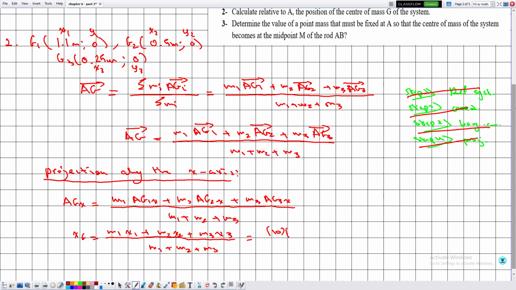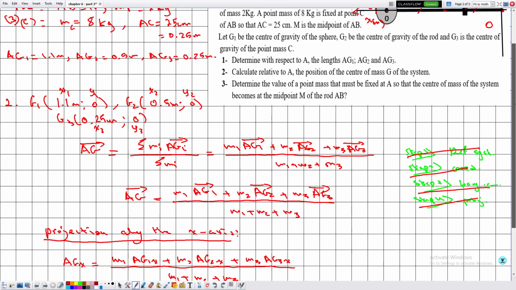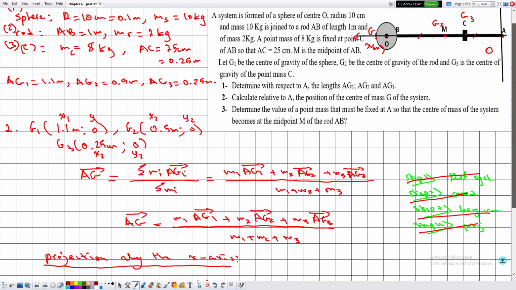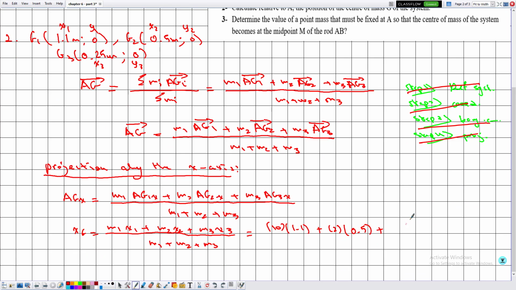And the value of x1 is 1.1. The value of m2, which represents the mass of the rod, which is 2, multiplied by x2, which is 0.5, plus the mass of m3, which represents the mass of the point C, which is 8, multiplied by x3, which is 0.25. All of these divided by the sum of masses, which is given by 10 plus 2 plus 8.